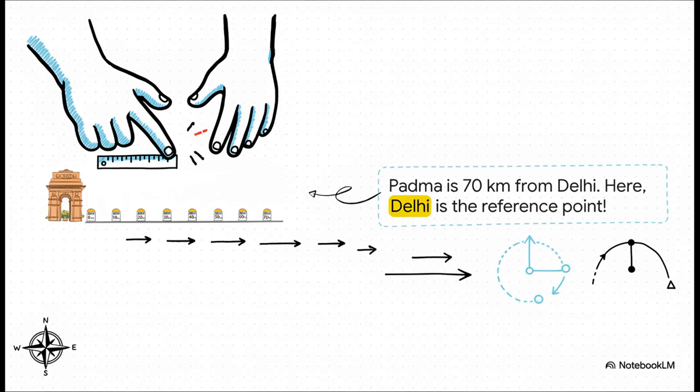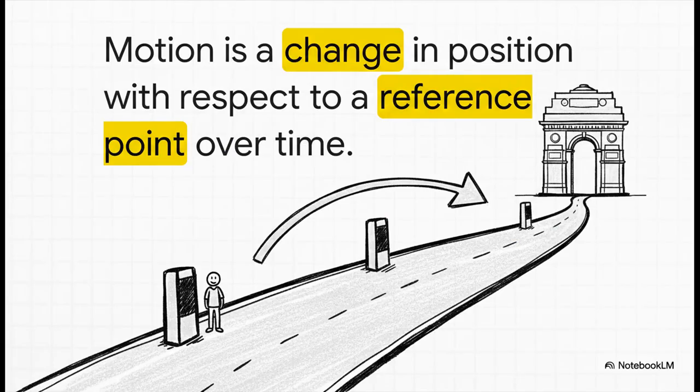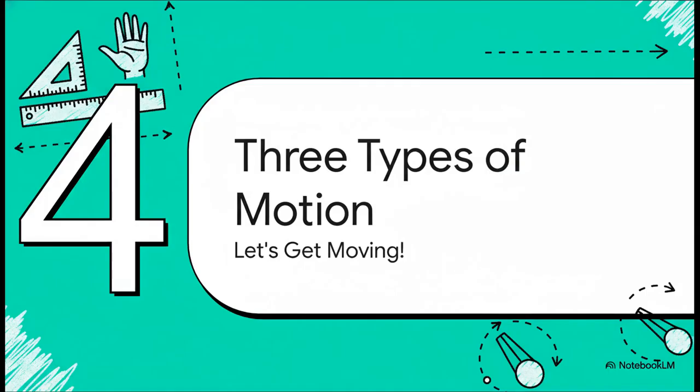See how that works? So what happens when Padma keeps traveling and the next milestone says Delhi 60 kilometers? What does that mean? It means her position has changed with respect to the reference point, Delhi. And that change in position, my dear students, is exactly what we call motion. It's that simple. Awesome. So now we know what motion is.